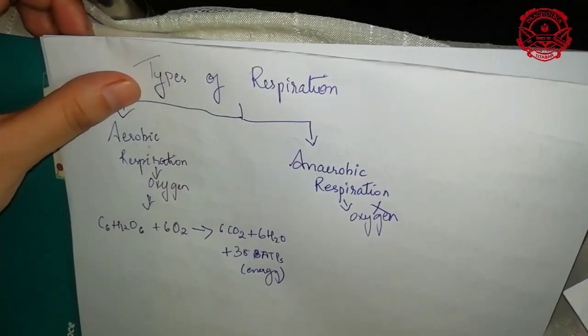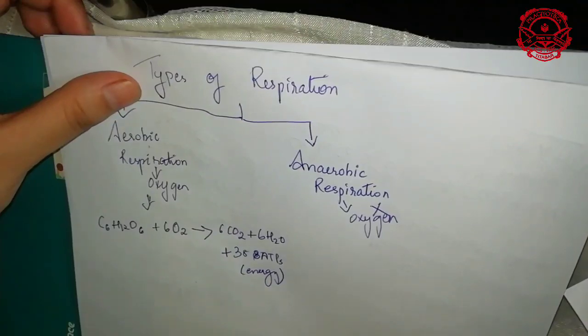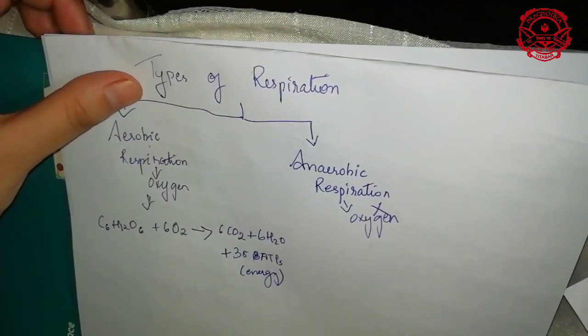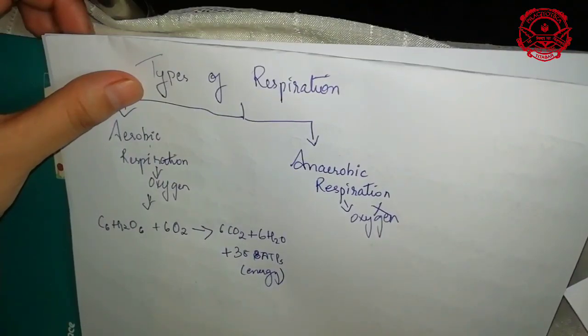Under anaerobic respiration, remember that oxygen is not needed, and mostly the organisms which undergo anaerobic respiration are lower organisms such as bacteria and fungi. So the breakdown of glucose will take place in the absence of oxygen.